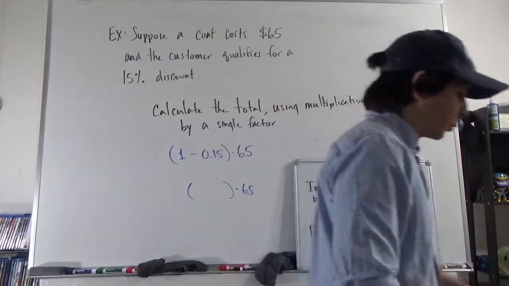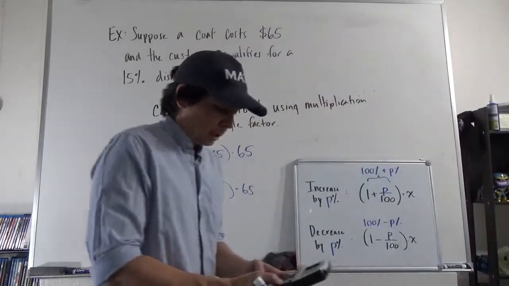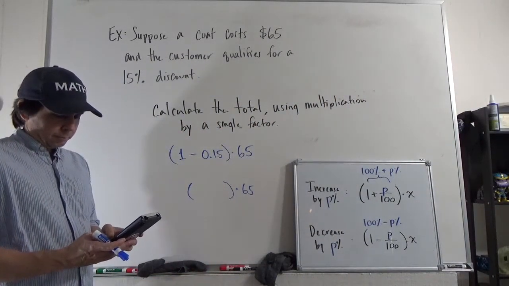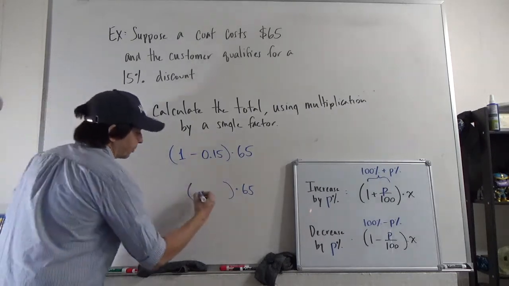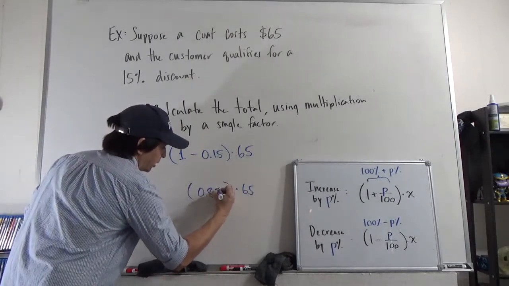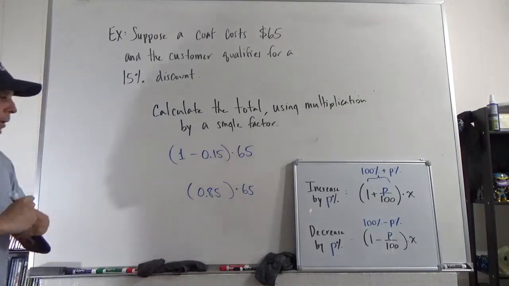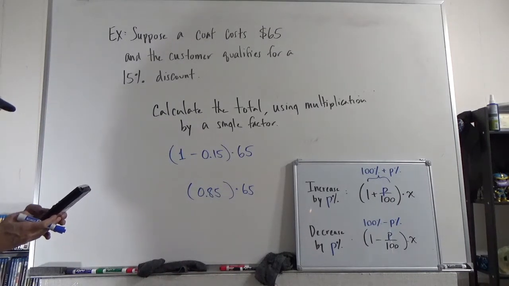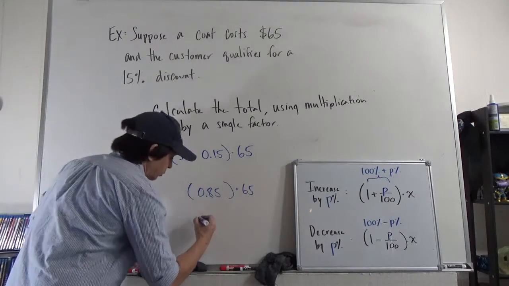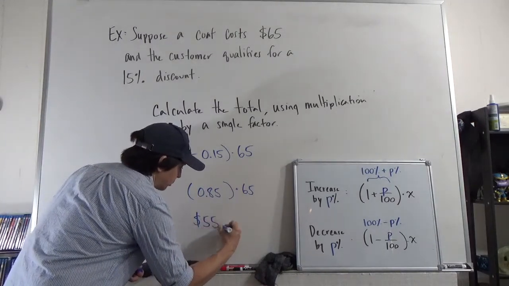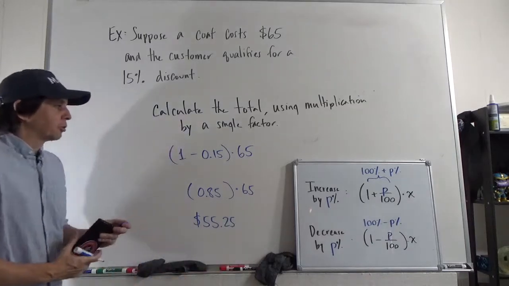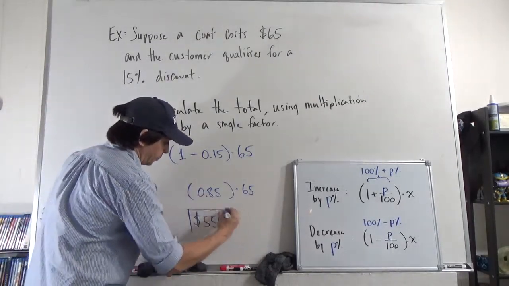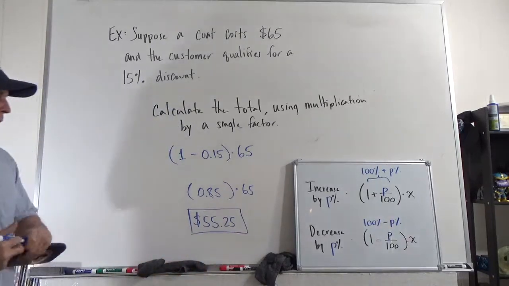If you can do it in your head, great. If not, go ahead and do it in your calculator. It's 0.85. 0.85 to be formal. And then I'll finish this up and do the computation. 55.25, the same answer as before. A little bit quicker. One step essentially. I could skip this step if I could do it in my head. If not, it's 1.5 steps, let's say.